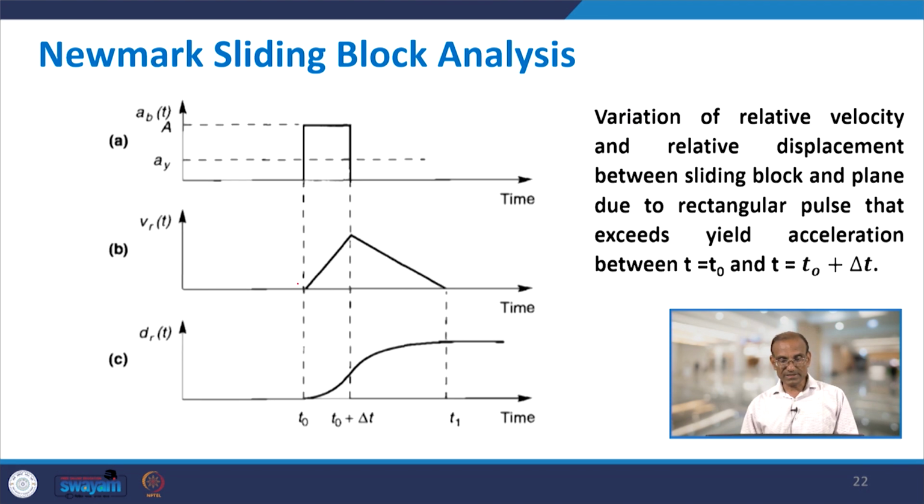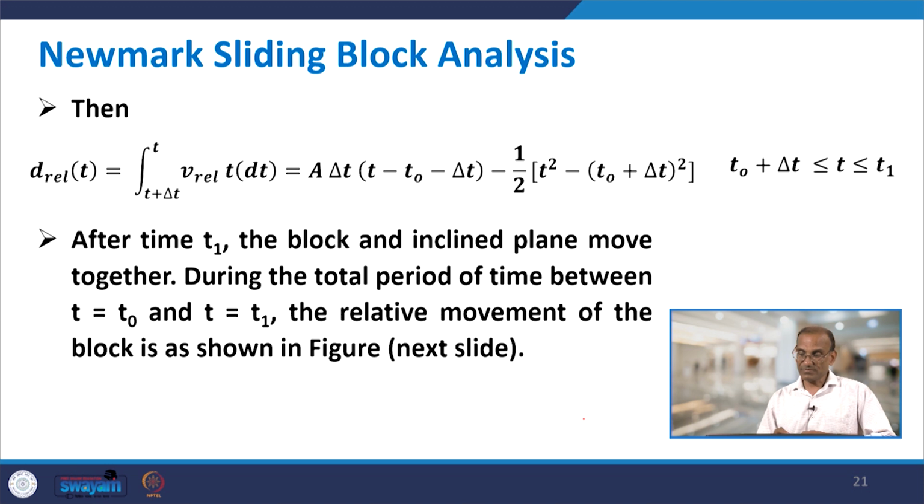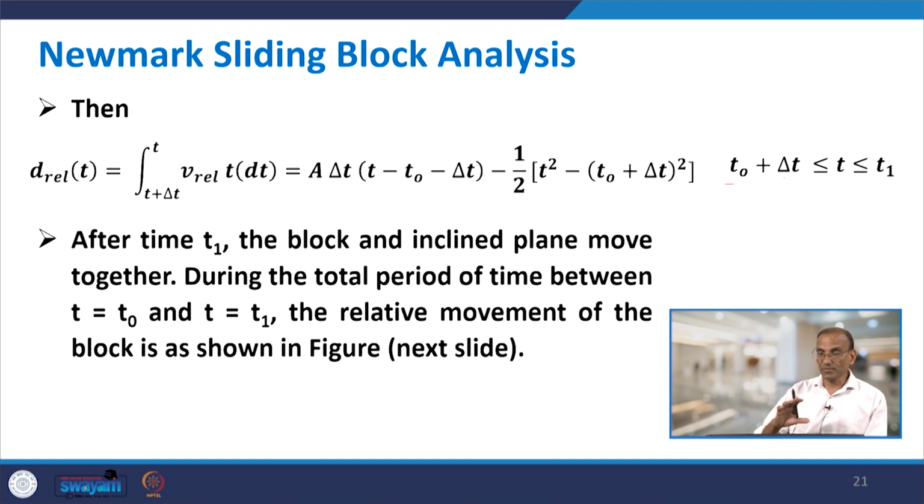Now you know everything here: this point is known, this time is known, and then we can do the integration of this equation once more between this time period, and the integration will give you the displacement between t0 plus delta t and t1. At time t1, what is the condition? You do not have any acceleration, you get stopped here, no deceleration. As a result, the block and the inclined plane will be moving together, with no relative displacement, during the total period between t equal to t naught and t equal to t1. The relative movement of the block is shown here.